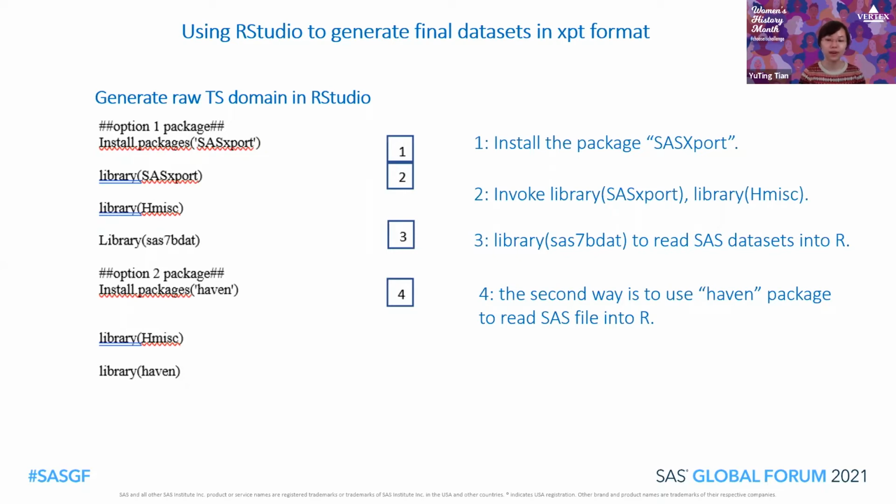And there's a second way to import the SAS dataset into RStudio. When we install the package called haven, then we need to invoke the Hmisc library function and the haven library function. Next slide, please.